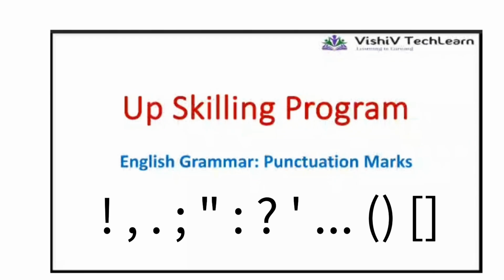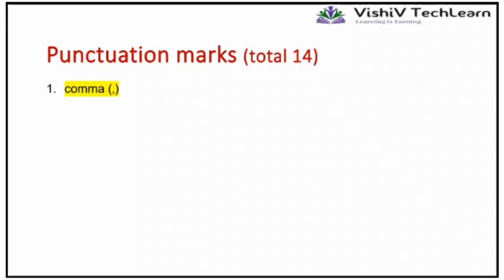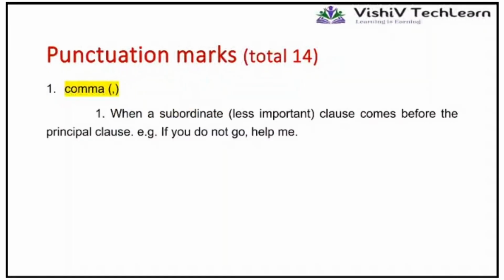In this video, we are going to learn about English grammar and more specifically punctuation marks. There are a total of 14 punctuation marks, out of which the first one is the comma. A comma can be used in three different scenarios, out of which the first scenario is when a subordinate or less important clause, or a part of a sentence, comes before the principal clause or the important part of the sentence.